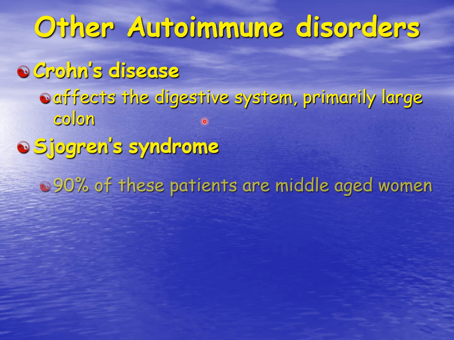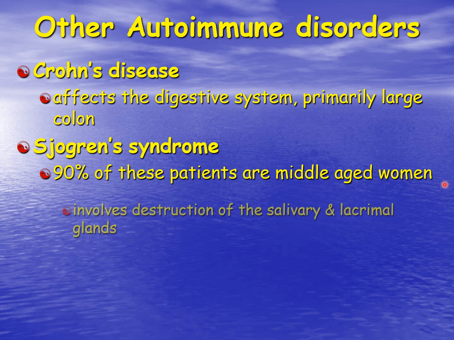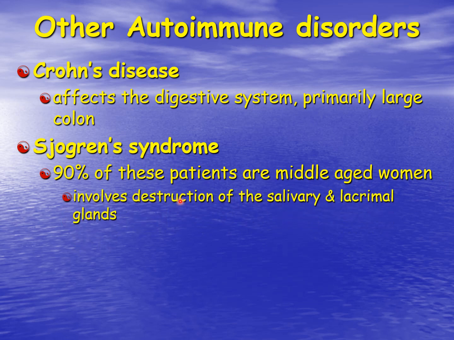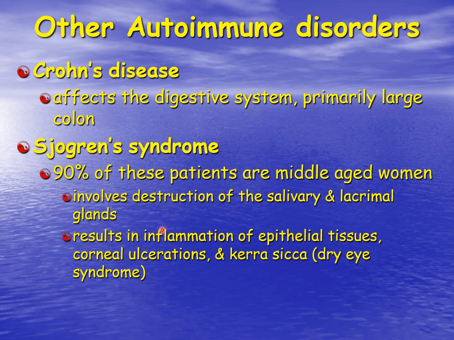Sjögren's syndrome. Of all the people that have Sjögren's syndrome, 90% of these patients will be middle-aged women. What Sjögren's syndrome does is it involves destruction of the salivary and lacrimal glands by the immune system. So you wind up with inflammation in the oral cavity, in the epithelial tissues, ulcerations of the cornea, and something known as keratoconjunctivitis sicca or dry eye syndrome.